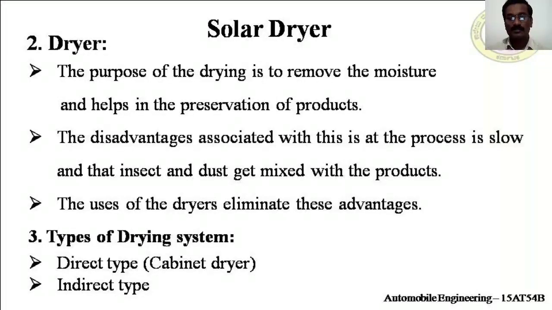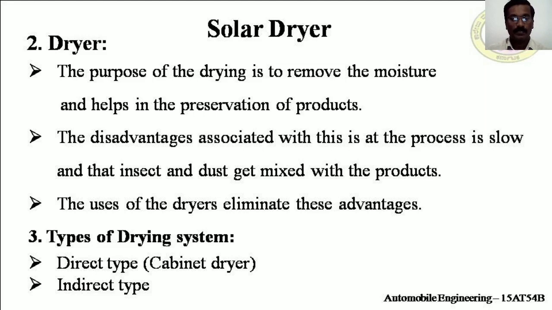Second one is dryers. The purpose of drying is to remove the moisture content from vegetables or fruits, so it helps in preserving the products. The disadvantages associated with open drying are that the process is slow and insects and dust get mixed with the products. The use of dryers eliminates these disadvantages.